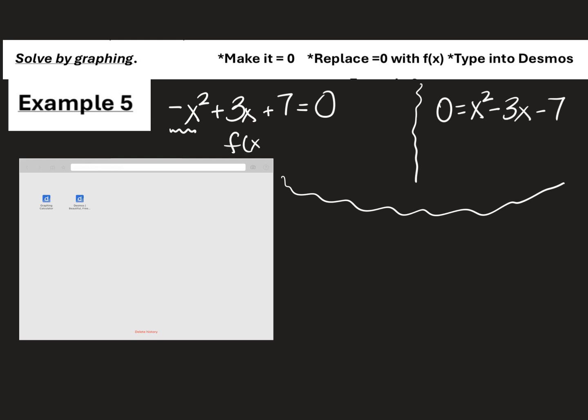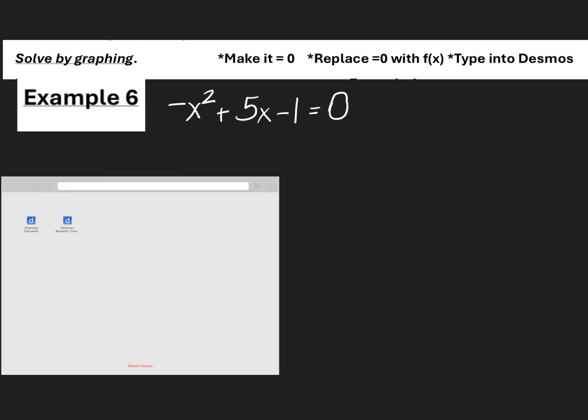When you type in y equals negative x squared plus 3x plus 7, and you type in y equals x squared minus 3x minus 7, does it give you a different answer? And then whatever you decide based on that, write down your answer or answers, and we will talk about that.